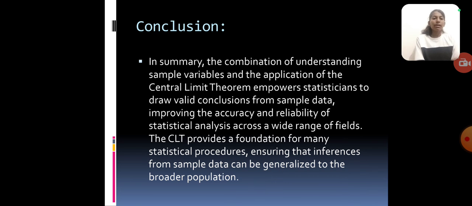We will conclude the topic: the combination of understanding sampling variables and the application of the central limit theorem empowers statisticians to draw valid conclusions from sample data, improving the accuracy and reliability of statistical analysis across a wide range of fields. The CLT provides a foundation for many statistical procedures, ensuring that inferences from sample data can be generalized to broader populations.